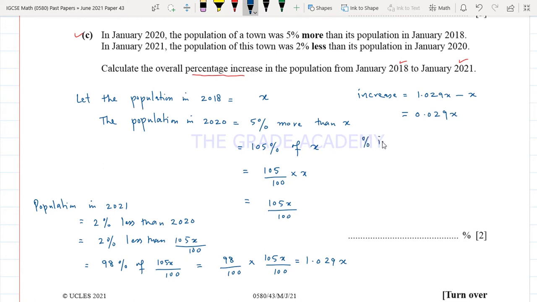So the percentage increase will be equal to the increase, which is 0.029X, divided by the original value of population in 2018, which is X, multiplied by 100. So we get 0.029 times 100, which is equal to 2.9%. Hence, the overall percentage increase in the population from January 2018 to January 2021 is 2.9%.